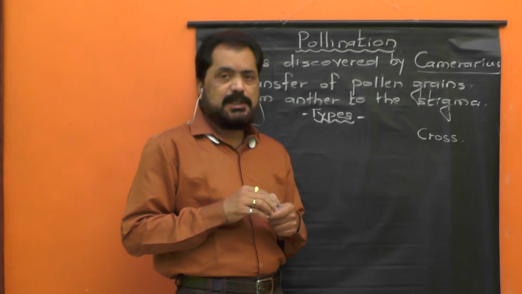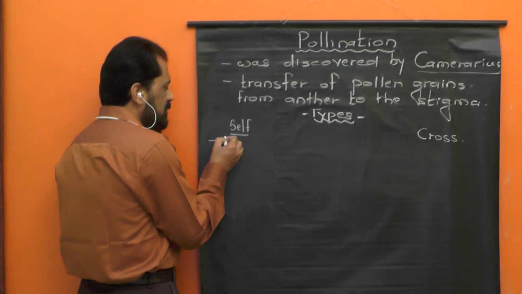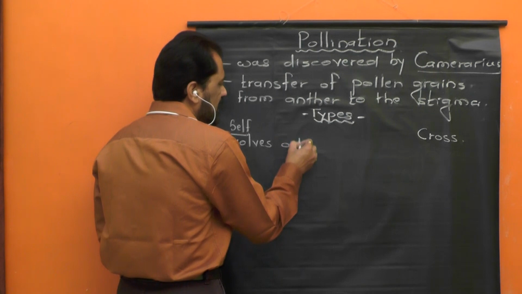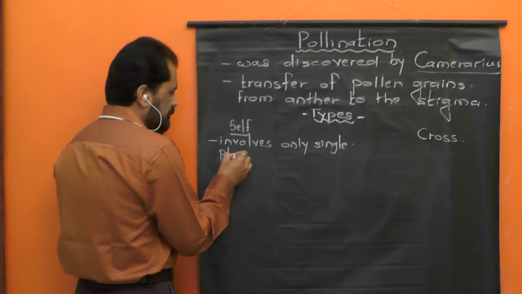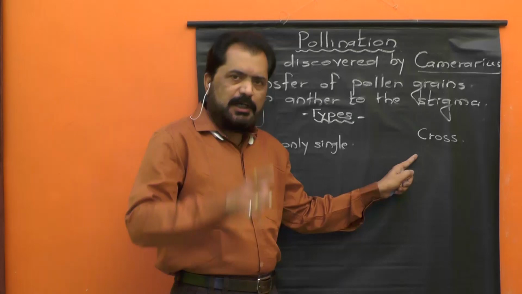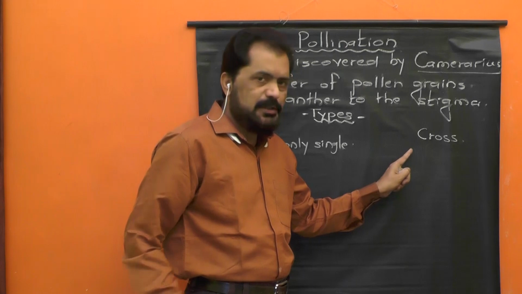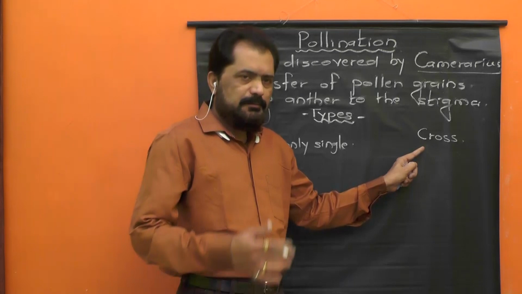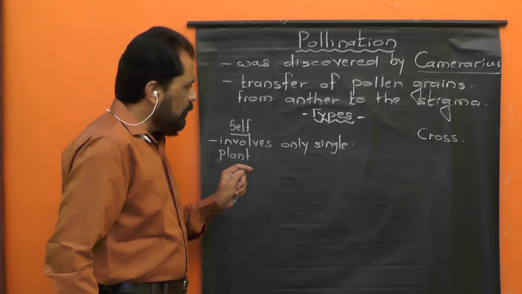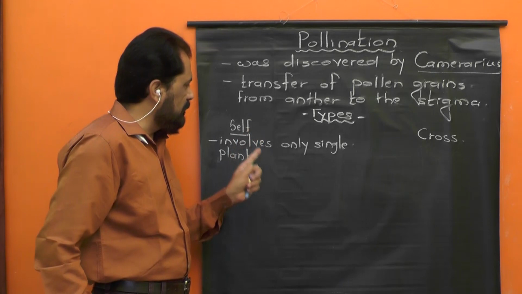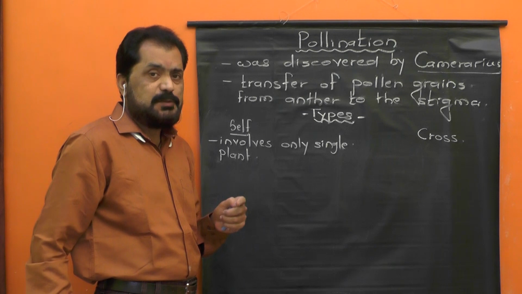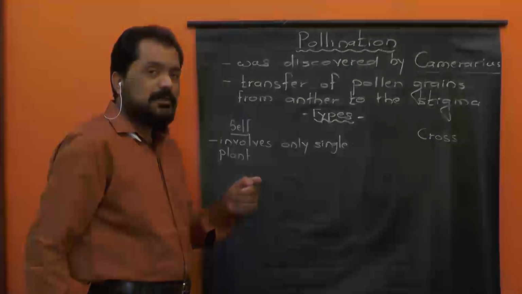It means we can say that self-pollination involves only a single plant. Why? Cross-pollination always involves two different plants. About cross-pollination we shall study after some time, but first of all, come back to self-pollination. As I repeatedly told you, self-pollination involves only a single plant. During self-pollination, there is transfer of pollen grain from anther to the stigma of the same flower, or of another flower but on the same mother plant.